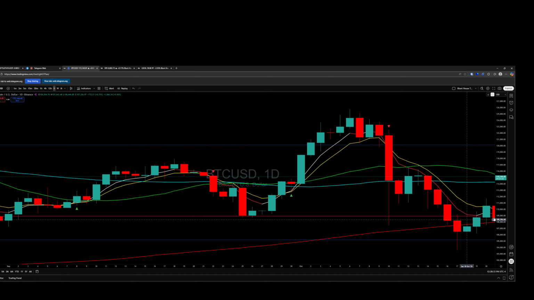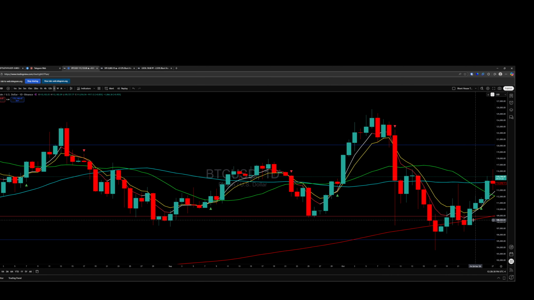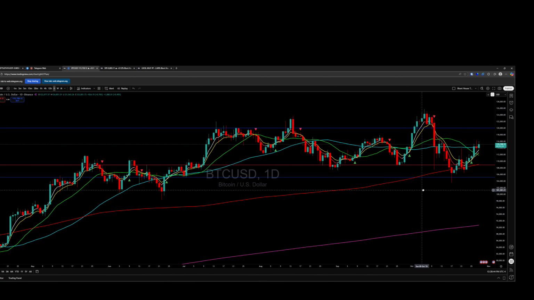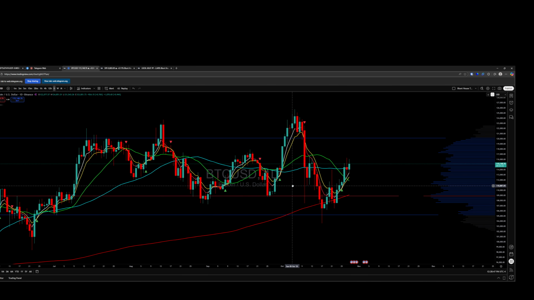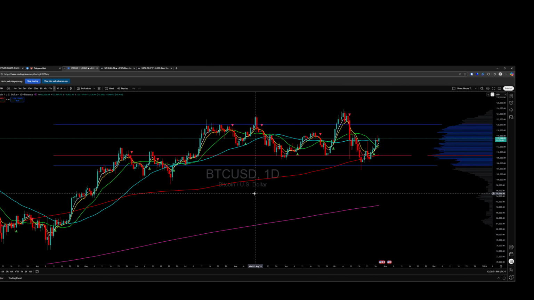This is the 200 finally giving support. And this is key. We talked about this. You want to make sure, because what's the 200? It's our most basic bull bear indicator that we have. And when you're pulling back, especially with velocity, you really want to make sure that you get support. And you did. So that's a very good thing. A very good thing. Now, here's the 50.